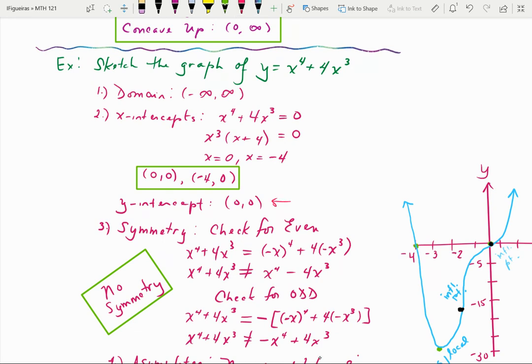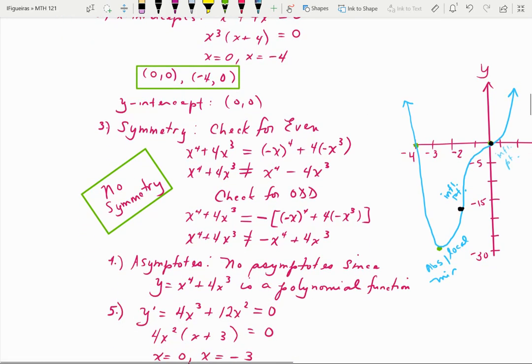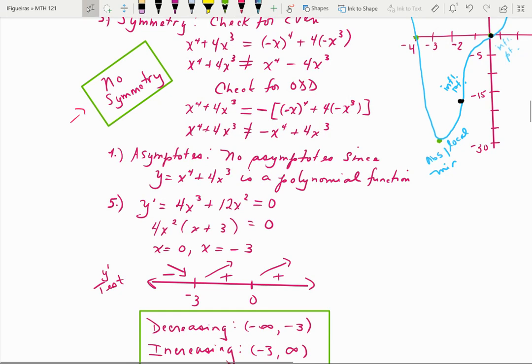Okay, symmetry. So we check for even. And so here, again, if you check if x to the fourth plus 4x cubed equals negative x raised to the fourth power plus 4 times negative x raised to the third power, you'll find that the left side and the right side are not equal, so therefore this is not even. If you do the same thing for odd, the only difference is that you take the opposite sign on the right side of all the work you did. You also get that they are not equal, and therefore there's no symmetry. Okay, so asymptotes. There are no asymptotes, again, because this is a polynomial function.